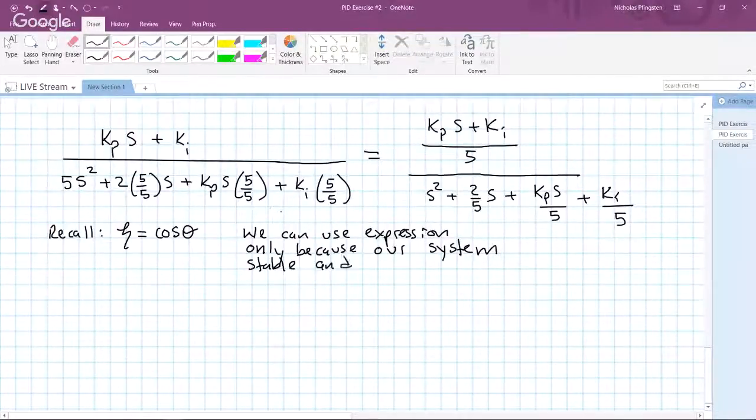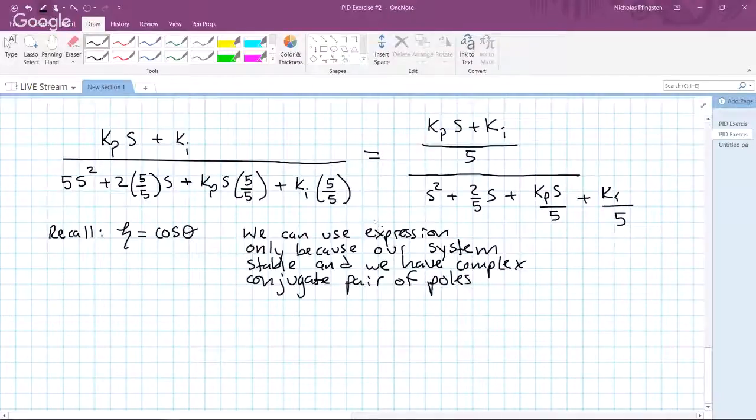And we have a complex conjugate pair of poles. So that's why we can use this expression on the left.